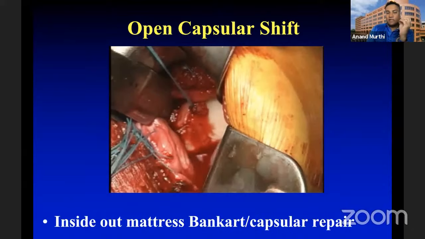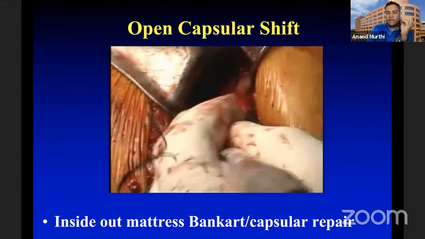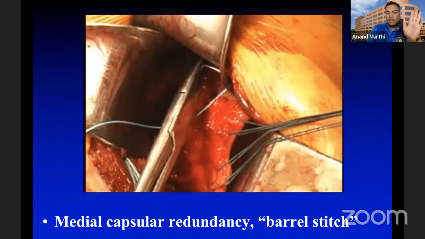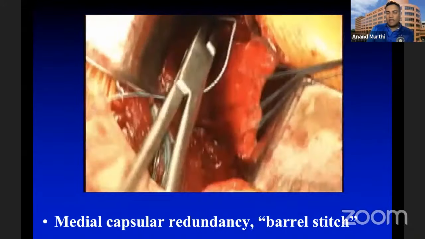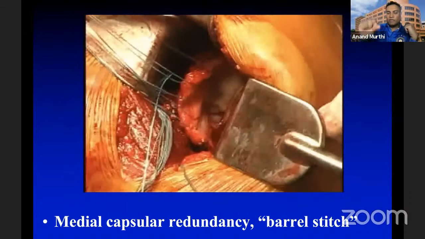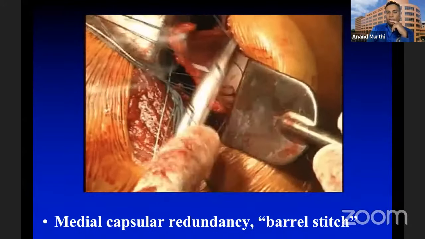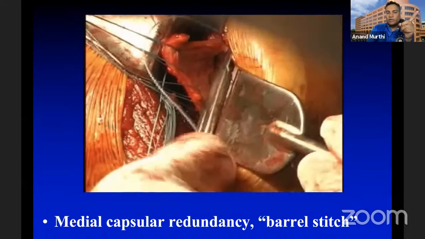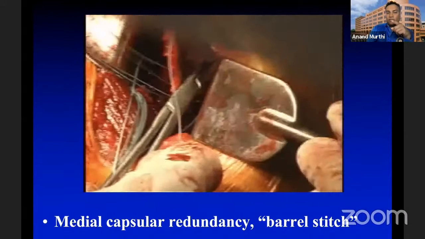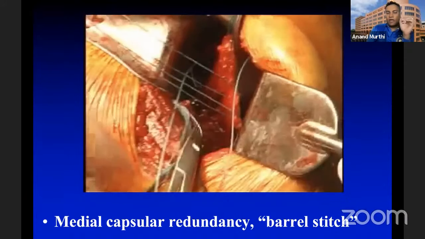If there's still some laxity after you've passed those sutures in an inside out fashion, you can do what's called a barrel stitch, which is an outside in, inside out inferiorly stitch, which will then crimp your capsule in the anterior inferior margin. And that's called a barrel stitch. So we're going outside in superiorly at around 2 o'clock, inside out around 5 o'clock, and then we'll tie that on the outside part of the capsule.